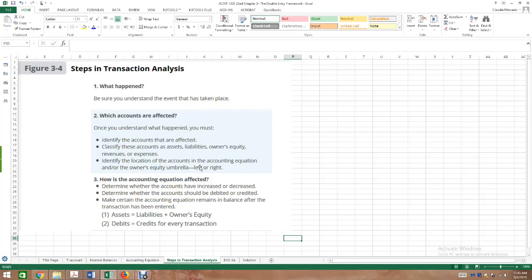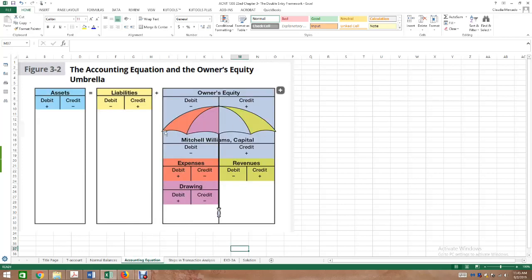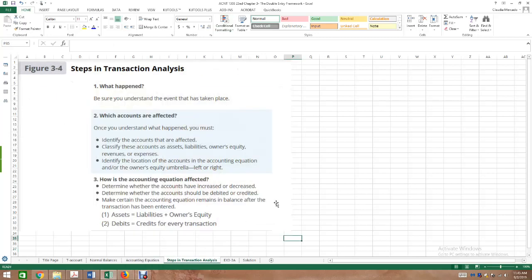And you have to identify the location of these accounts in the accounting equation using the owner's equity umbrella, left or right, which is the diagram that I just showed you over here. Okay? So after you analyze, you have to figure out where am I going to plug these transactions. Okay? Step number 3, how is the accounting equation affected?